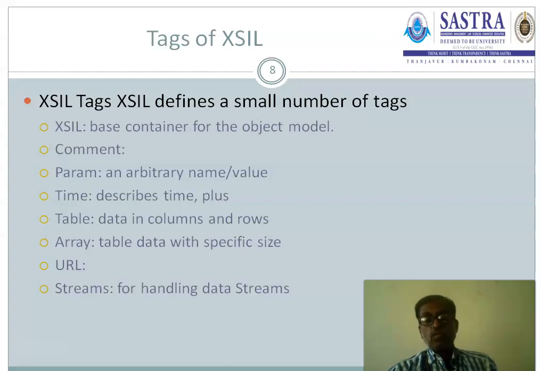In an array also we are able to store data, but it follows one-dimensional table data with a specific size only. It is not dynamic, it is a fixed one, a specific size, 10, 20, 30 data only we can store. URL also, if you want to link the XSIL document with any other document, that may be done by using this URL tag. And then any other URL reference can also be included here. Stream, for handling data streams, we are using the streams tag.